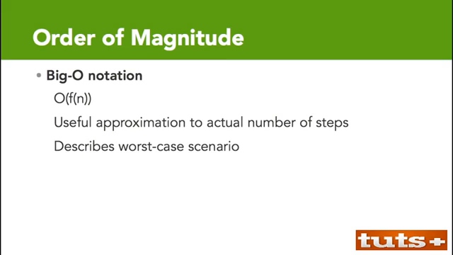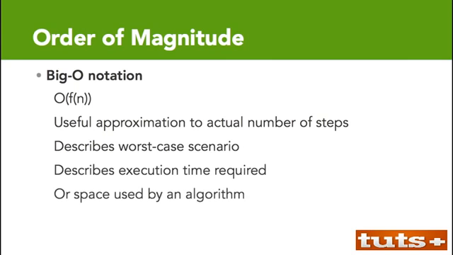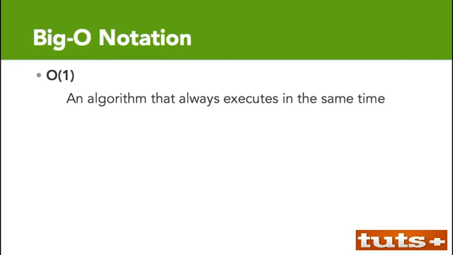Let's talk about some specific Big O notation. O of 1. O of 1 describes an algorithm that will always execute in the same time or space regardless of the size of the input dataset.